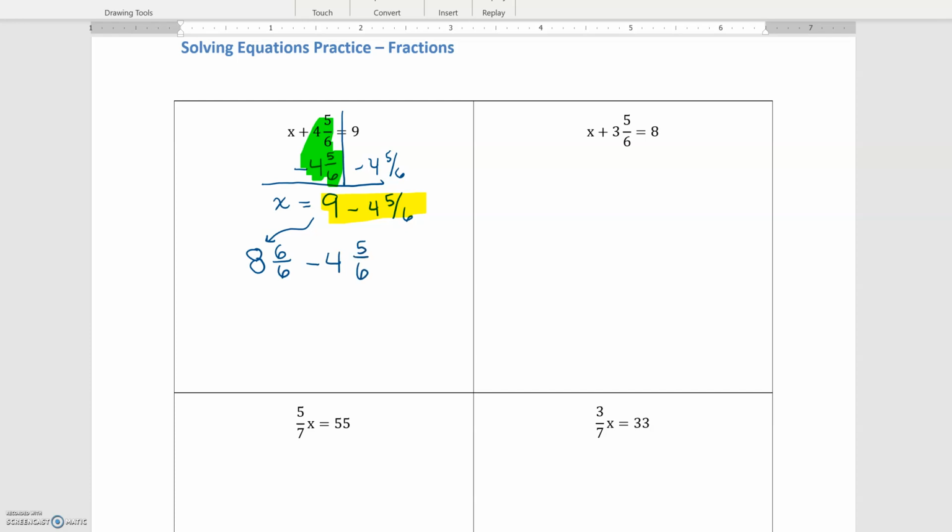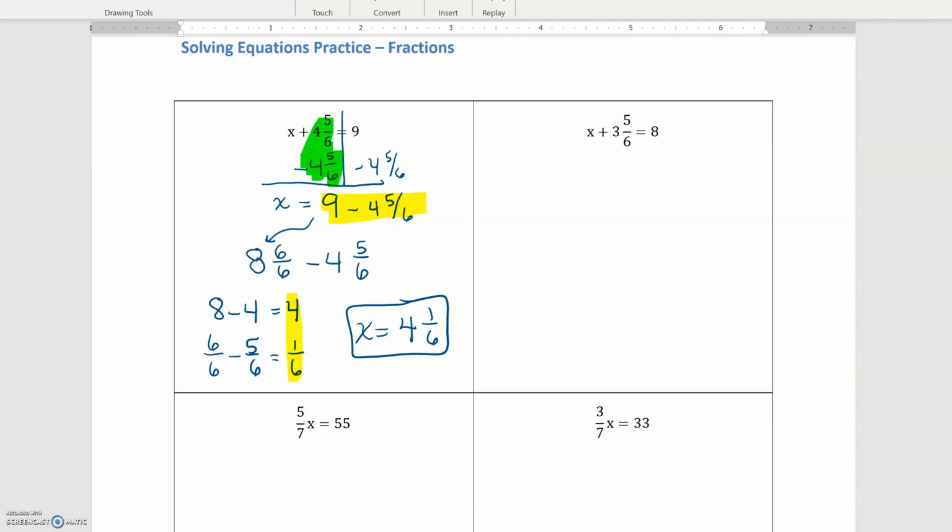Now I have enough fractions to subtract the fractions, so I'm going to subtract the whole numbers. 8 minus 4 is 4. Then I subtract the fractions. 6/6 minus 5/6 gives me 1/6. So my answer is this combination here, which means that x equals 4 and 1/6.